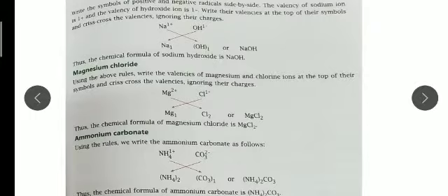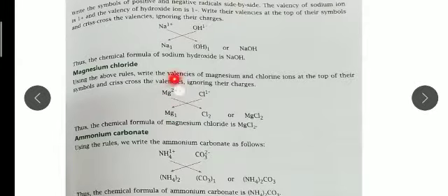Now magnesium chloride is made up of Mg. Mg has 2 plus valency. I told you how to make cations and anions in the last video, so please go and watch it. Then chlorine. If we crisscross the valency, the magnesium valency will go to the chloride ion, and the chlorine valency will go to the magnesium.